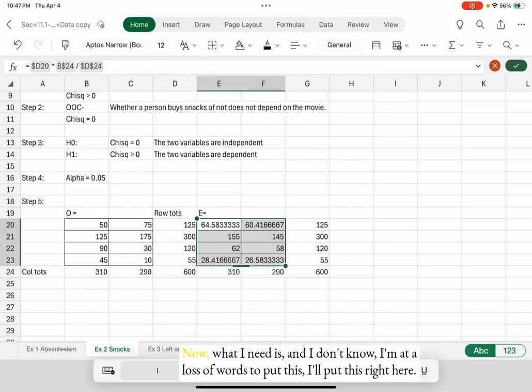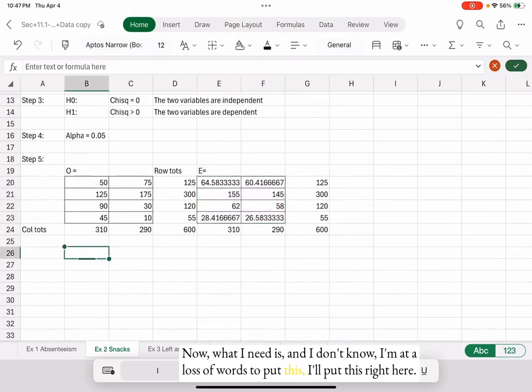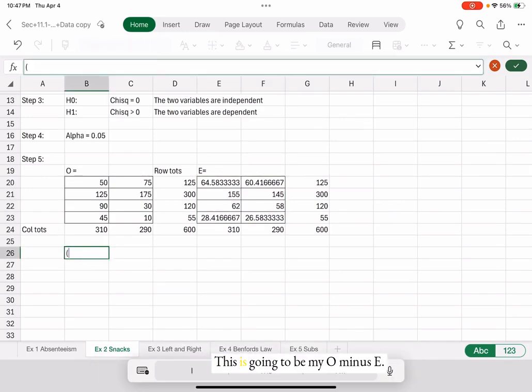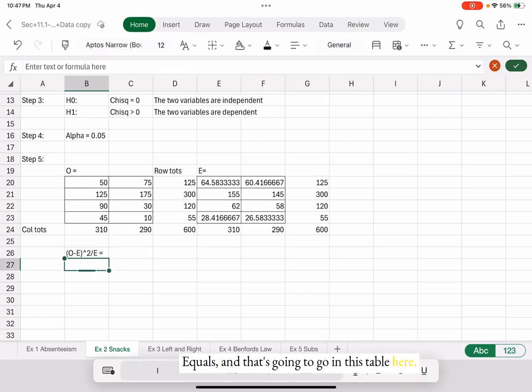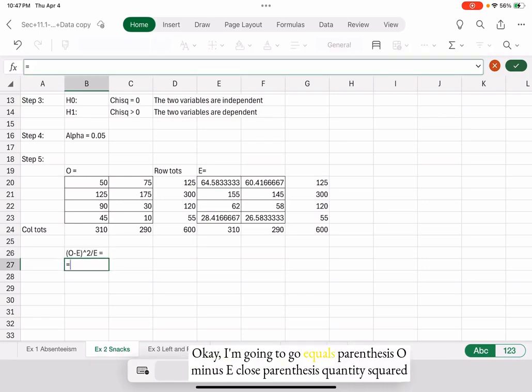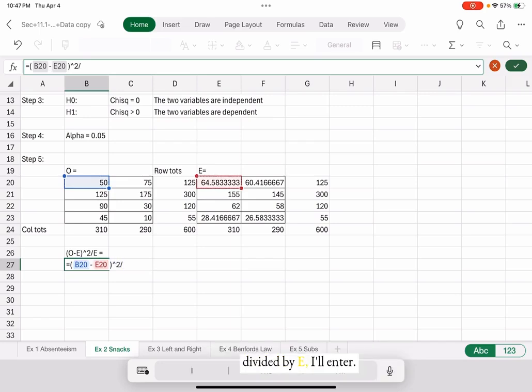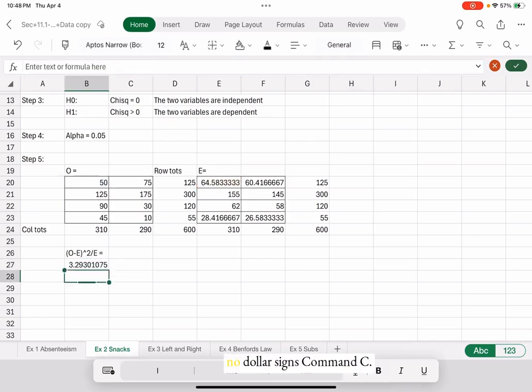All right. Now, what I need is, and I'm at a loss for words to put this, I'll put this right here. This is going to be my O minus E squared divided by E, and that's going to go in this table here. I'm going to go equals, parenthesis, O minus E, close parenthesis, quantity squared, divided by E. I'll enter. No dollar signs.